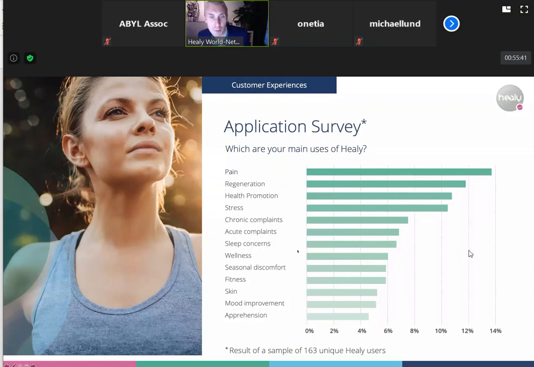A lot of people are not sick, they are not having issues, but they knew that to keep their cells young and the process of absorbing nutrients much better and expelling toxins much better, we need to work on prevention. So we are becoming older, but healthier older. Then we have stress, chronic complaints, acute complaints, sleep concerns, wellness, seasonal discomfort, fitness, skin, mood, apprehension, etc.